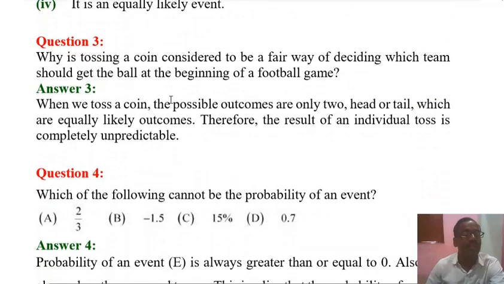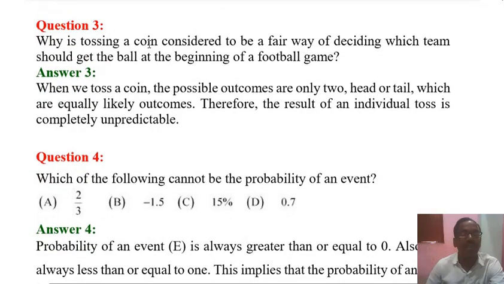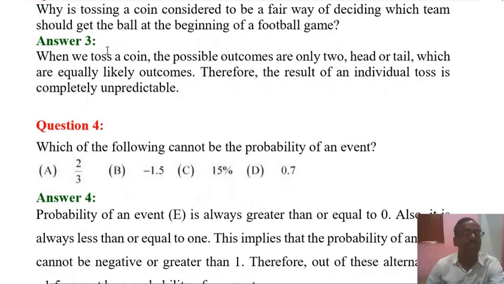Let's see the question number 3. Why is tossing a coin considered to be a fair way of deciding which team should get the ball at the beginning of the football game? Answer of the question 3 will be in this way. When we toss a coin, the possible outcomes are only two, head or tail, which are equally likely outcomes. Therefore, the result of an individual toss is completely unpredictable.